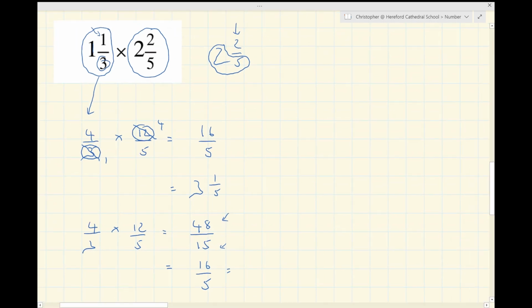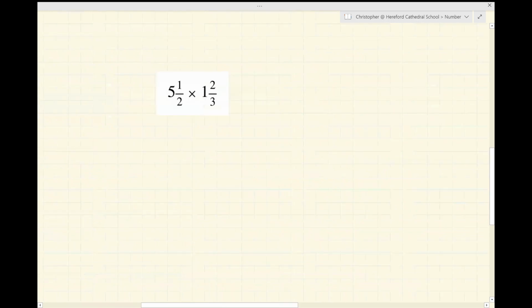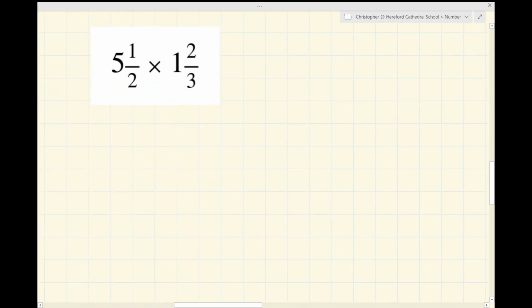Right, let's look at one more example. Here we are, 5 1/2 multiplied by 1 2/3. You can probably work ahead of me and pause the film, up to you, but the first thing we're going to do is turn each of these mixed numbers into top heavy. 5 1/2, 5 times 2 is 10, plus the 1, that's 11 halves, multiplied by 1 2/3. 1 times 3 is 3, plus the 2 is 5 over 3.